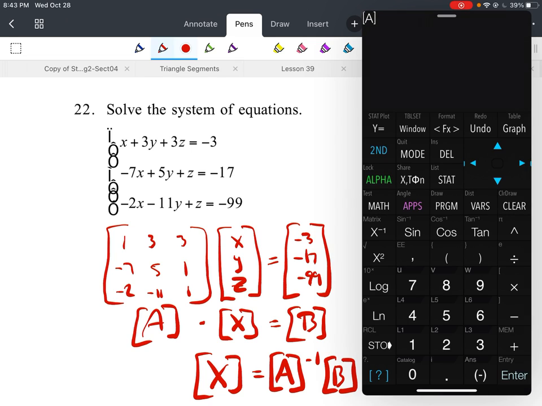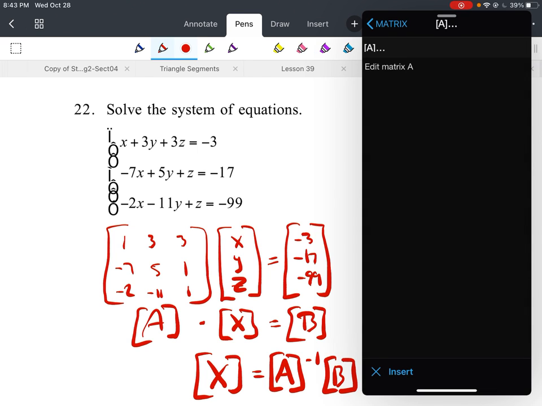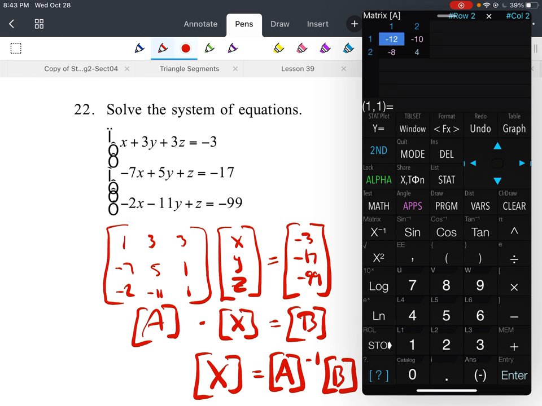So I need to change this one. Oops. I always do this. Go to matrix edit, not pick the matrix. And I'll pick A. Cool. So I'm going to pick A, and I'm going to go change my dimensions from 2 by 2 now to 3 by 3. And your interface might look a little different, but it's really the same function. So you should be good here. So I'm just going to put those in, 1, 3, 3.